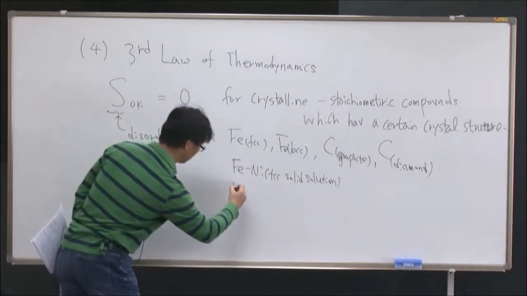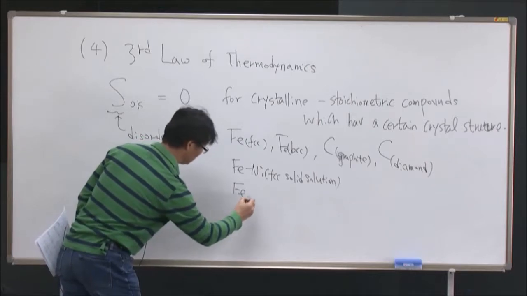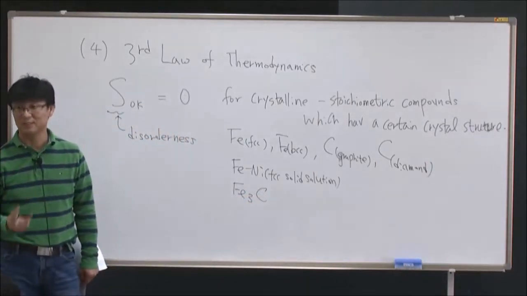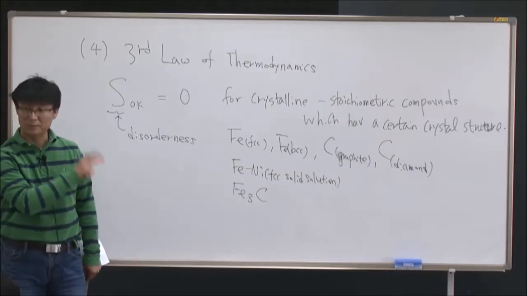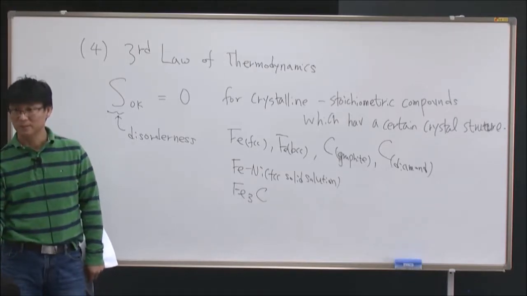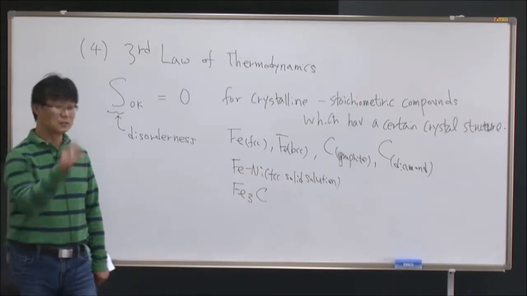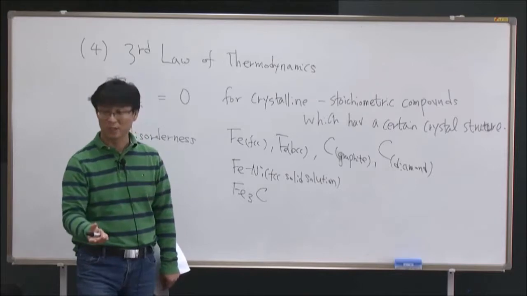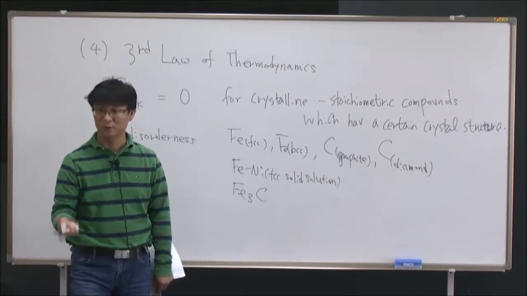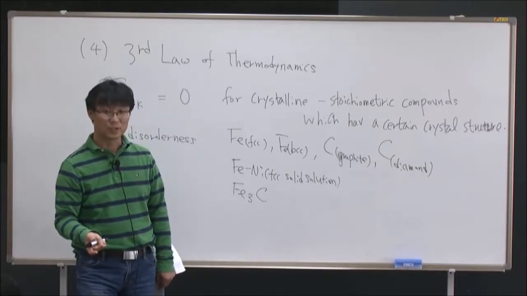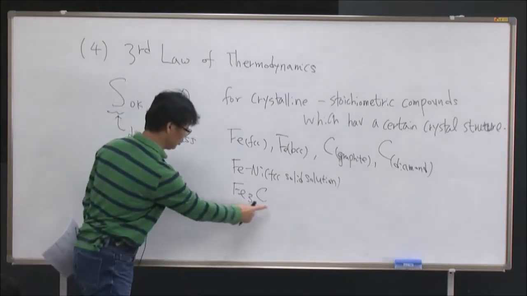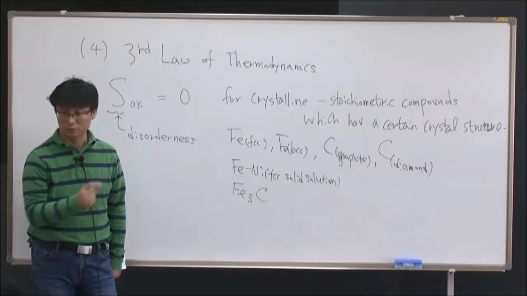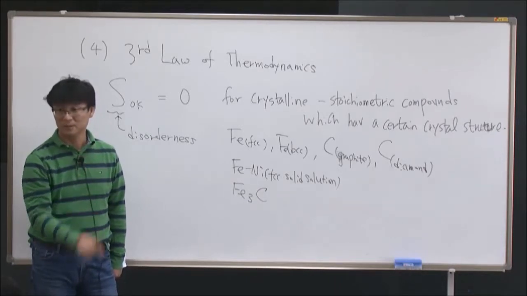So for example, let's take Fe3C, a kind of cementite. Fe3C cementite has a certain crystal structure, and within the crystal structure there's a position for the iron and a position for the carbon. So at 0 degrees Kelvin, the entropy of this becomes 0. Okay? And this is stoichiometry, a 3-to-1 ratio, a certain ratio of the atoms to make that crystal structure.